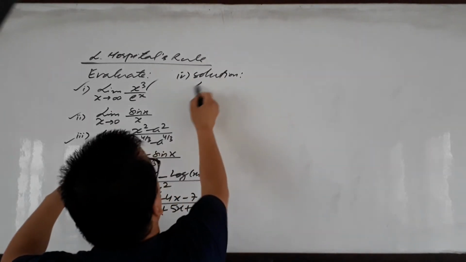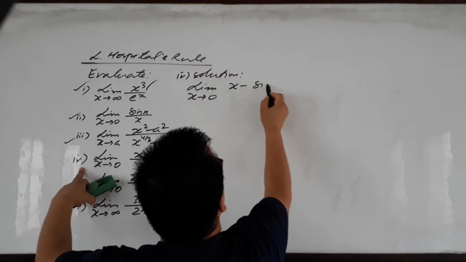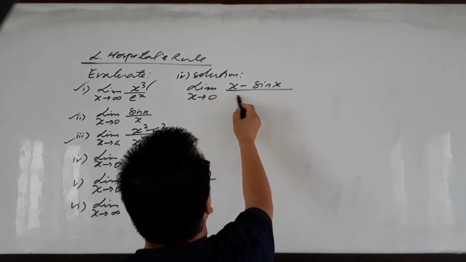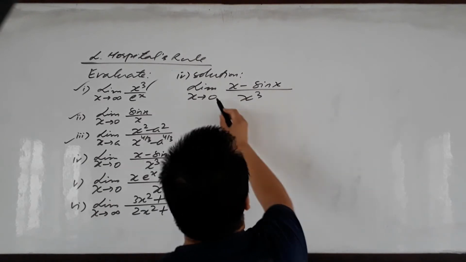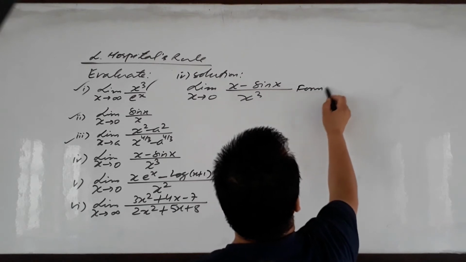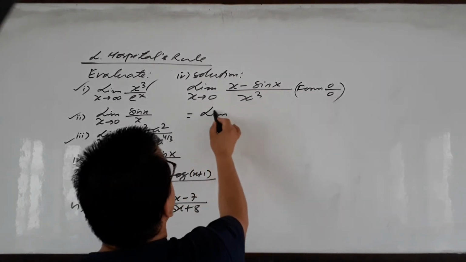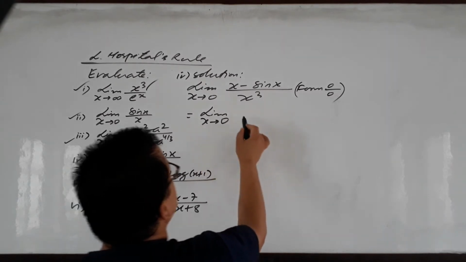Solution. Limit as x tends to 0 of (x minus sin x) over x cube. If we put 0, sin 0 is 0 and definitely the denominator will be 0. So it is also a 0 upon 0 form. Let's apply the L'Hospital's rule.